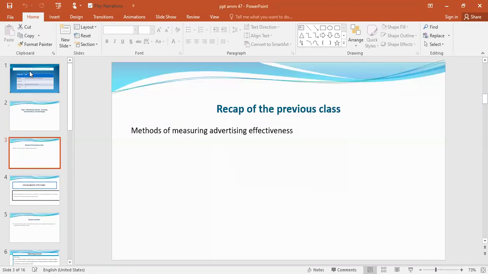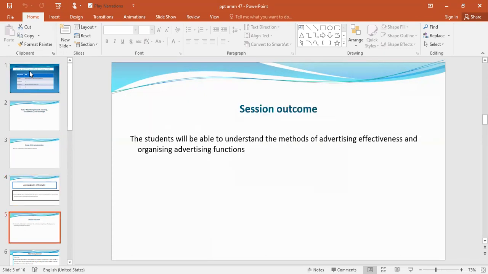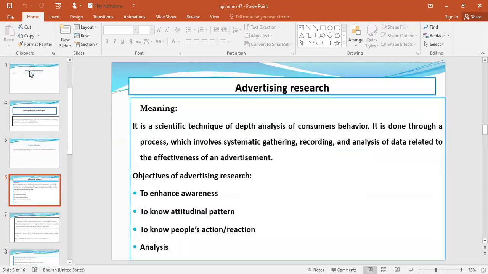As you know, in our previous class, we had the discussion on methods of measuring advertising effectiveness. The learning objective of this chapter is to provide an understanding of methods of advertising effectiveness and organizing advertising functions. The session outcome of this chapter is that the students will be able to understand the methods of advertising effectiveness and organizing advertising functions. So let us now move on to the meaning of advertising research.